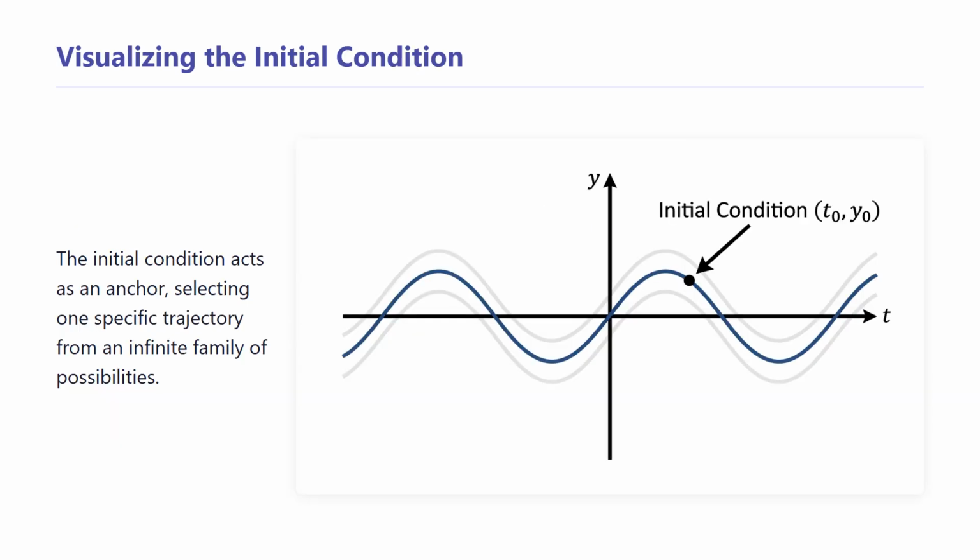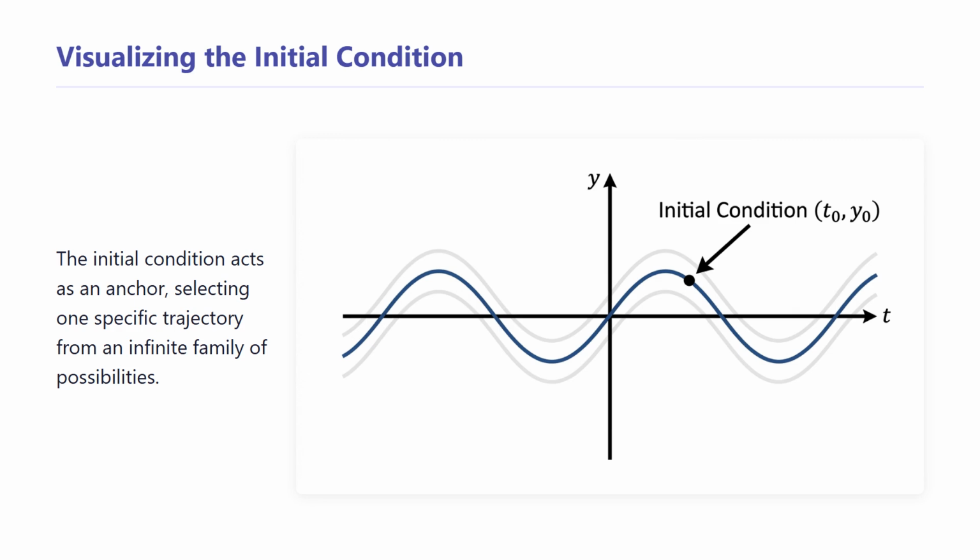Now that we have solved the equation algebraically, let us visualize what we just did. Look at the graph on your screen. The horizontal axis represents time t, and the vertical axis represents our variable y. Notice all those faded, light gray, wavy lines? Those represent the infinite family of parallel curves generated by the differential equation alone, each with a different constant c.